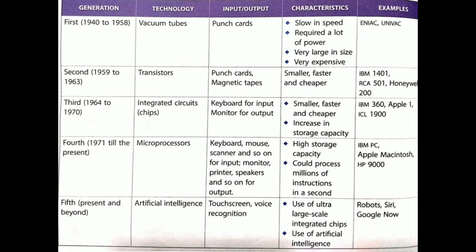Coming on to the last generation, that is fifth generation. Time period is present and beyond. Technology used was artificial intelligence. For input and output purpose we used touch screen and voice recognition. Characteristics are use of ultra large scale integrated chips and use of artificial intelligence. Examples are robots and Google Now.